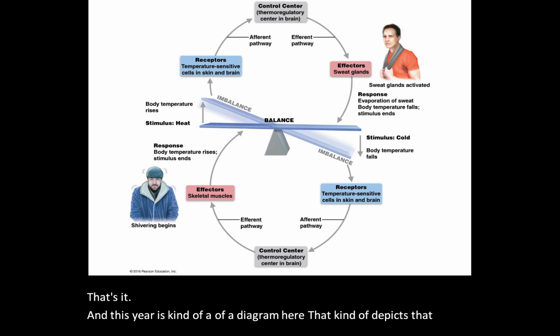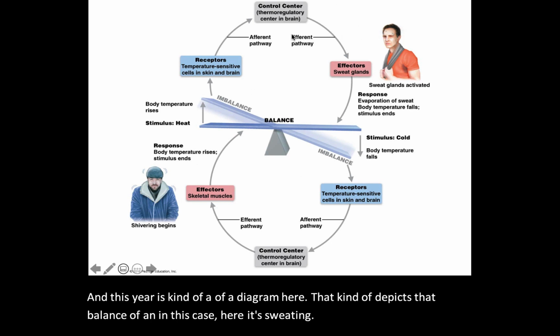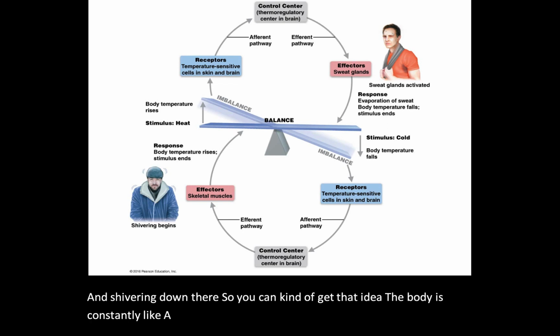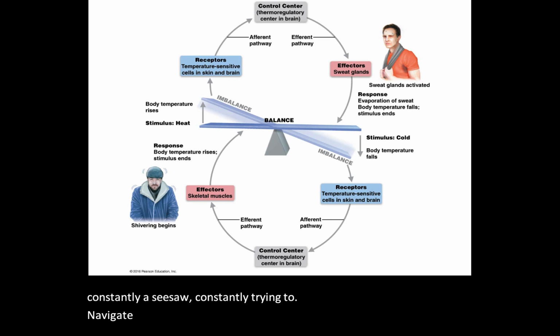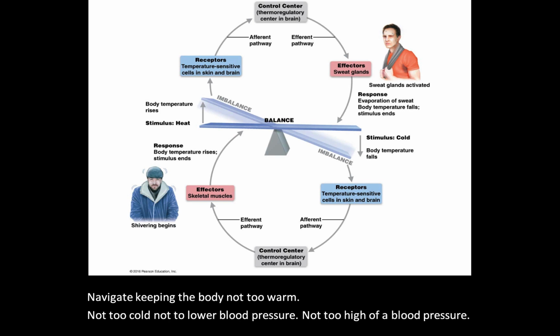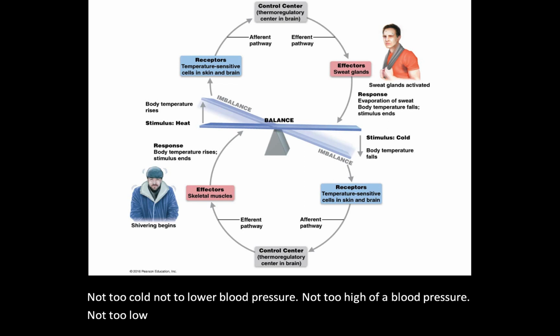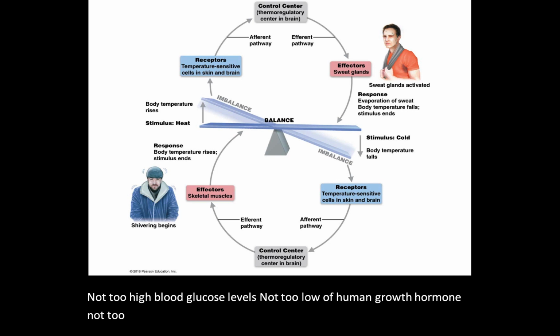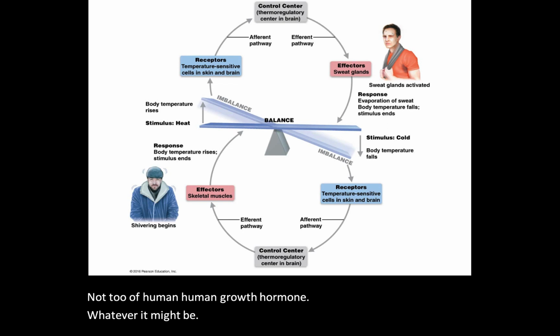Now, this here is a diagram that depicts that balance. In this case, it's sweating up here and shivering down there. So you can get that idea. The body is constantly, like a seesaw, trying to navigate, keeping the body not too warm, not too cold, not too low of a blood pressure, not too high of a blood pressure, not too low of blood glucose levels, not too high of blood glucose levels, not too low of human growth hormone, not too high of human growth hormone. Whatever it might be. But this shows that relationship for you.